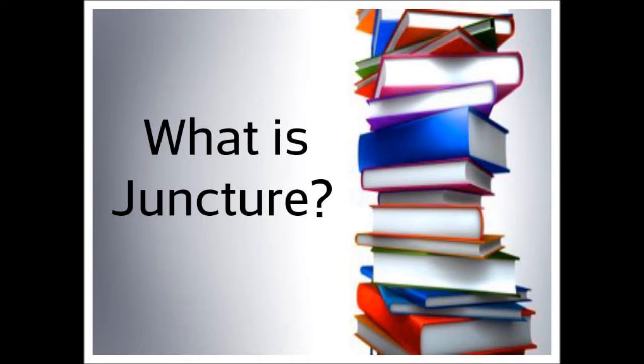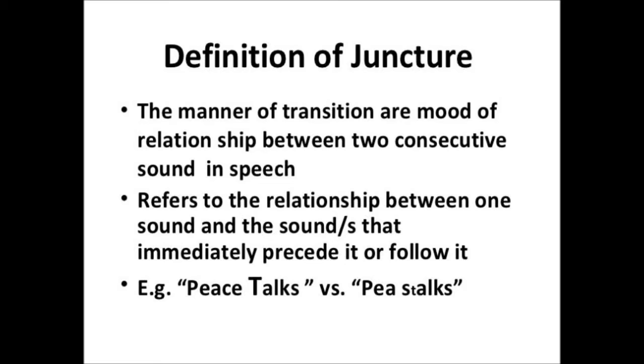Definition of juncture: the manner of transition or mode of relationship between two consecutive sounds in speech. It refers to the relationship between one sound and the sounds that immediately precede or follow it. Example: P stop versus P stocks.